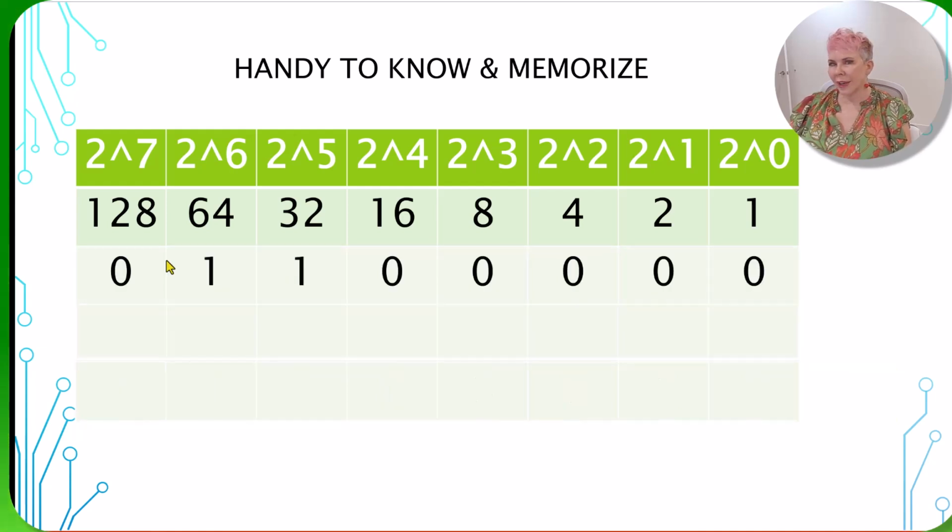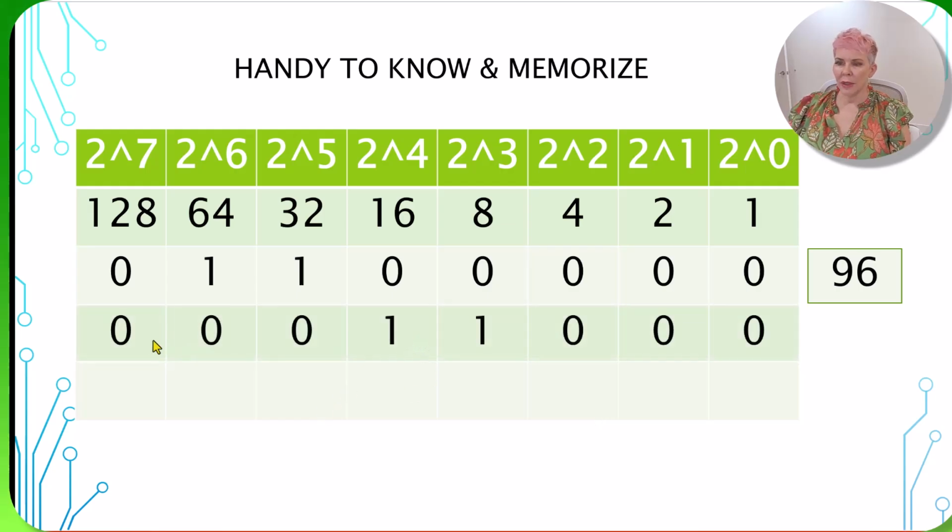Here's another one that I think comes in really handy. 0, 1, 1, 0. That is 96. Imagine if you see 0, 1, 1, 0, you know that's 96, and then you turn the 4 on. You have 100. You have 0, 1, 1, 0, and you turn the 2 on. You have 98. It just gets easier to add.